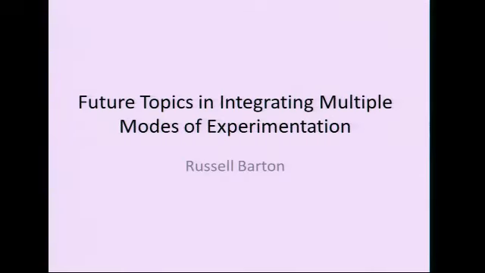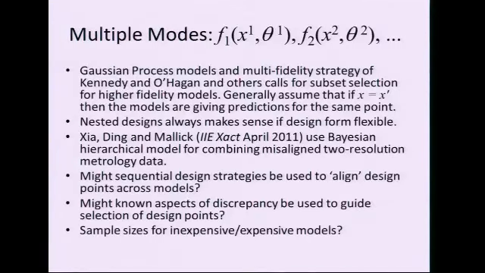All right, so integrating multiple modes of experimentation is supposed to be the focus of this wrap-up. I have to admit, I put one slide in on that, and then I sort of wandered a little bit after that. So what I want to talk about first is multiple modes of experimentation, where we think about F1 and F2 maybe corresponding to higher fidelity models and less fidelity, but more economical models. Or maybe one of them is in fact experimentation with the real system, so maybe F is the outcome of a physical experiment.